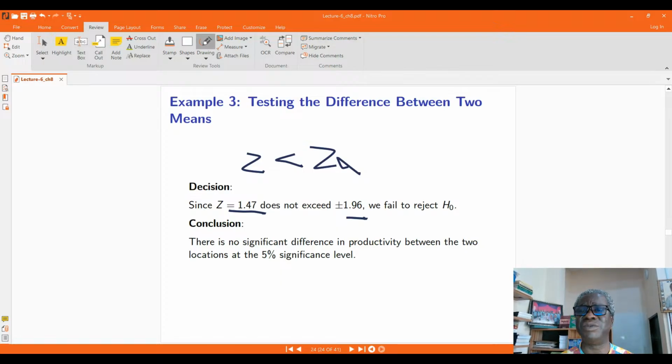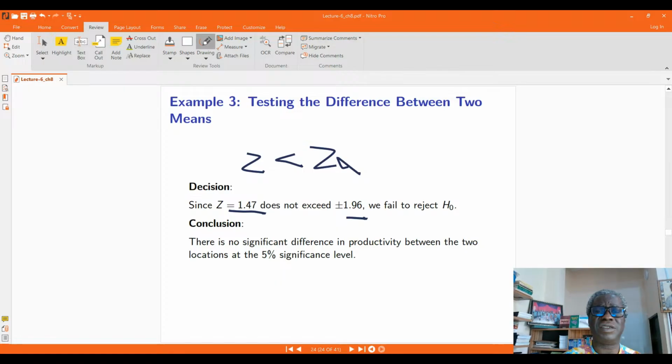So we fail to reject the null hypothesis, which in this case simply means that there is no significant difference in productivity between the two locations at the 5% level of significance.